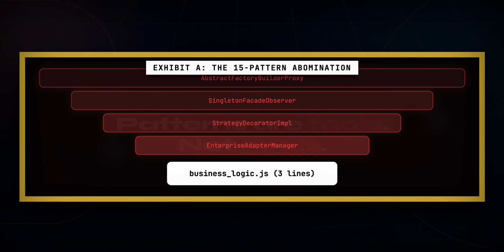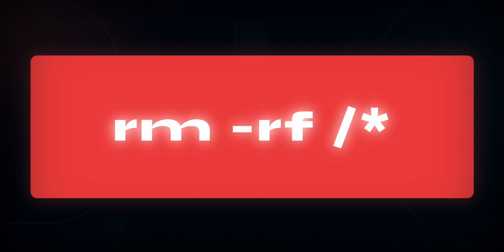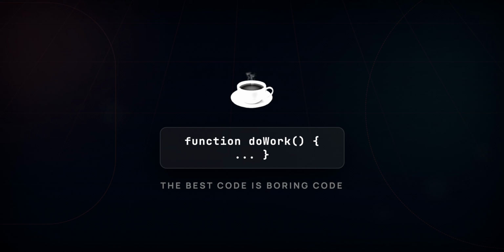There is a name for this. Pattern fever. The cure is asking one question before every refactor. Does this pattern make the code simpler? Or does it make me look smart in code review? If the honest answer is the second one, delete the abstraction, ship the simpler version, and go home. The best code is boring code. Patterns serve the code, not the other way around.